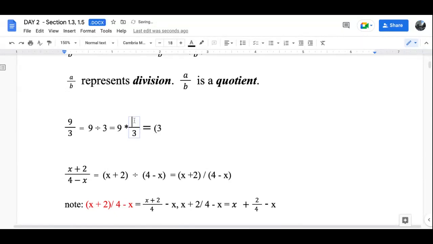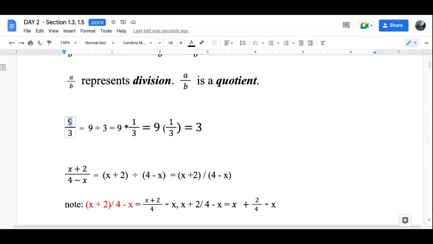This is going to be 1. Or I can write it as 9 times, and write it inside parentheses. And write this way, okay? So we can write as 9 times 1 over 3.